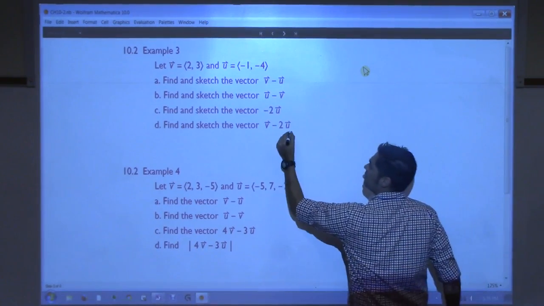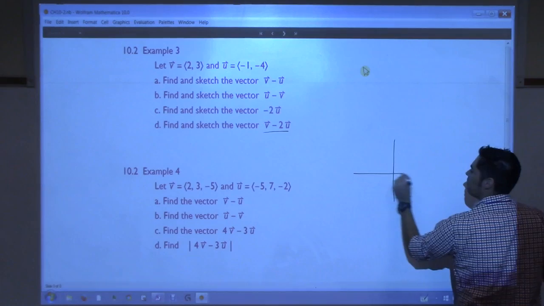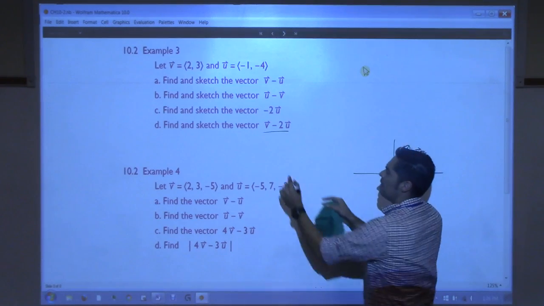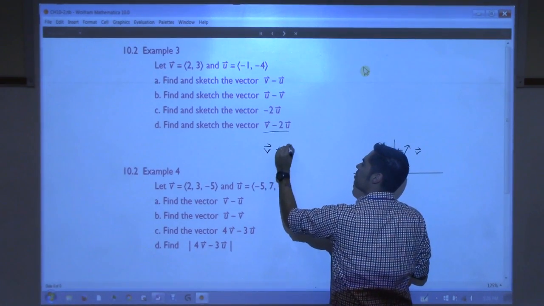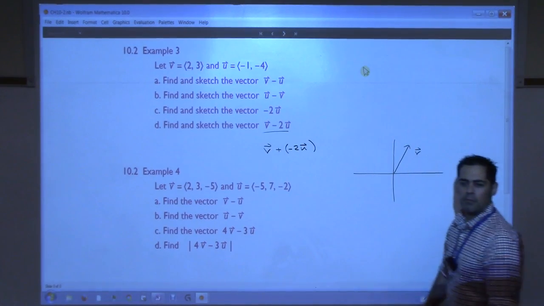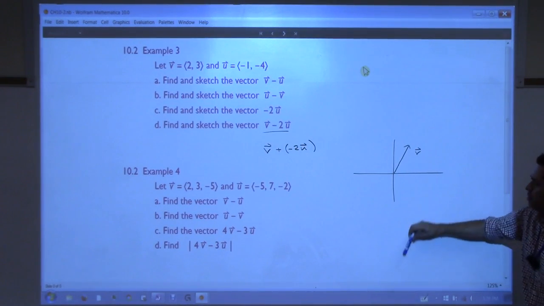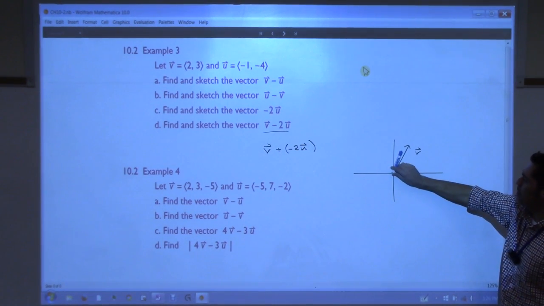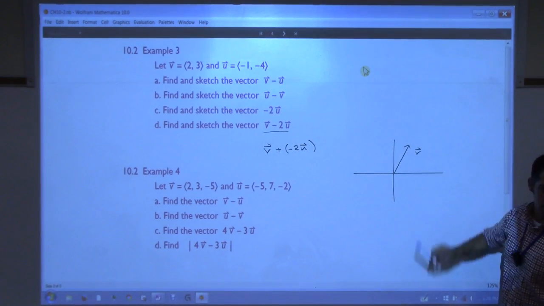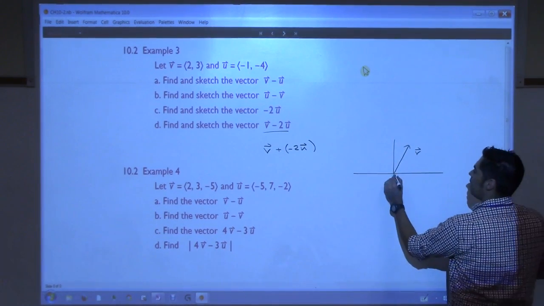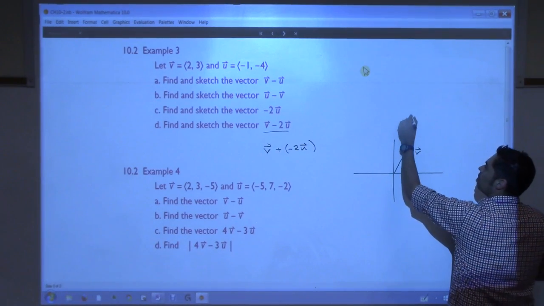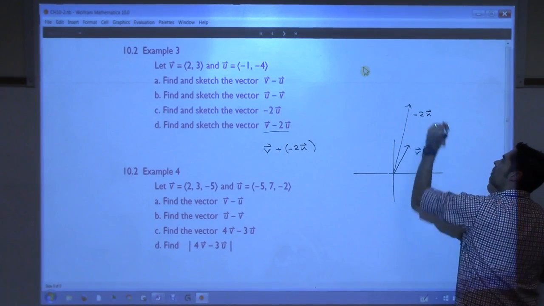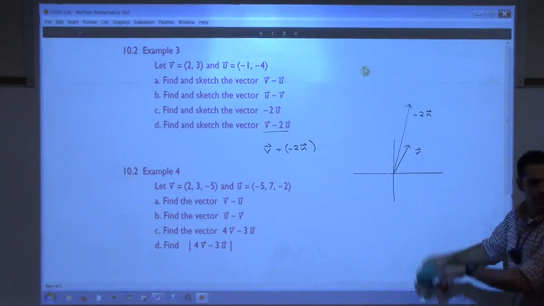All right, so if I were going to do D, I would take my vector, here was that vector v, and instead of doing v minus 2u, I'm going to go plus -2u. So you remember where u was, right? u was down here like this. So negative is going to do what? Flip it and then double, right? Twice as long. So it'd be something like, I think it'll be somewhere around here. This is what -2u would look like. And then you do tip to tail on that and get your answer.